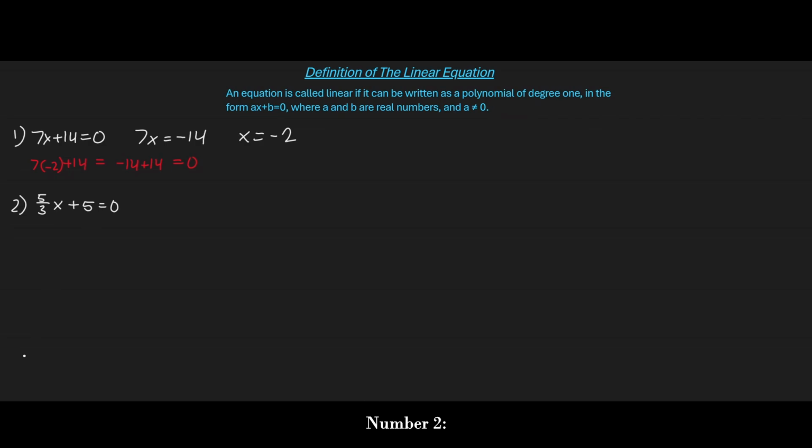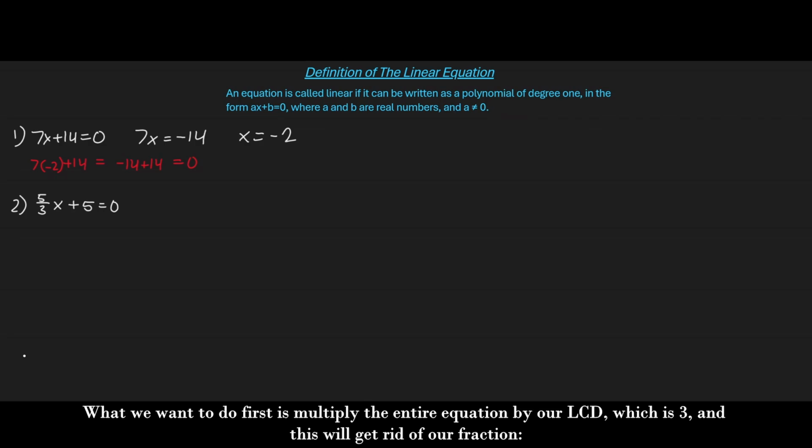Number 2. 5/3 x plus 5 equals 0. Now we have a rational number for our coefficient. That's no problem. What we want to do first is multiply the entire equation by our LCD, which is 3. And this will get rid of our fraction. 3 times 5/3 x plus 5 equals 3 times 0. This becomes 5x plus 15 equals 0.